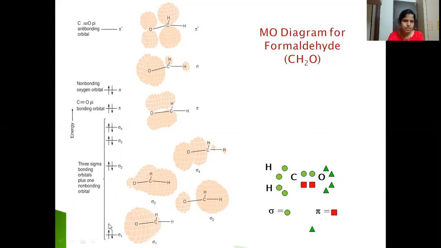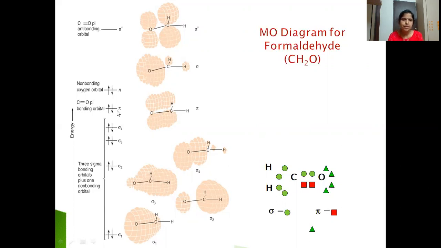That means they are not participating in bonding. Now here you can see the bonding and non-bonding energy levels. There are 3 sigma bonding orbitals and 1 non-bonding orbital: sigma 1, sigma 2, sigma 3. All these are sigma bonds. The other level is the non-bonding orbital. Then we also have a pi bond.